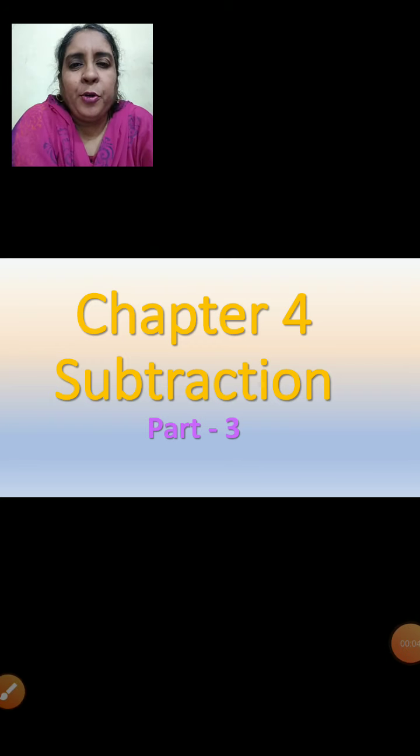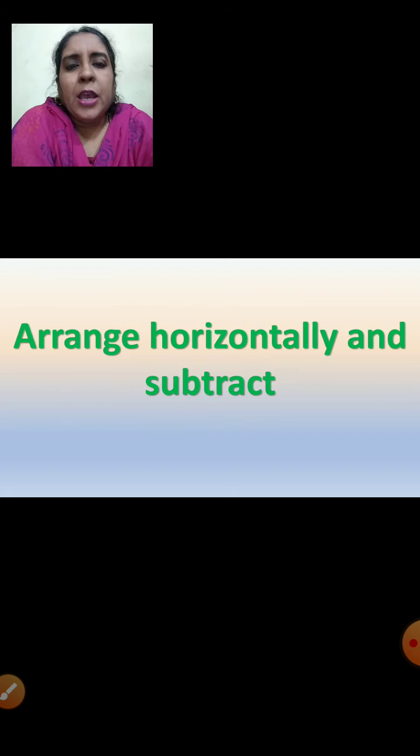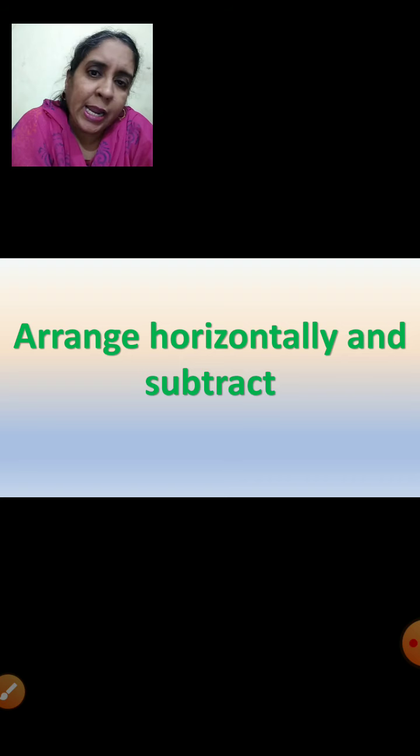Today we are going to continue with the same chapter, Maths chapter 4, Subtraction part 3. In today's class we are going to do how to arrange horizontally and subtract. Last time we had done how to arrange vertically and subtract, right? So today we will do arrange horizontally and subtract.